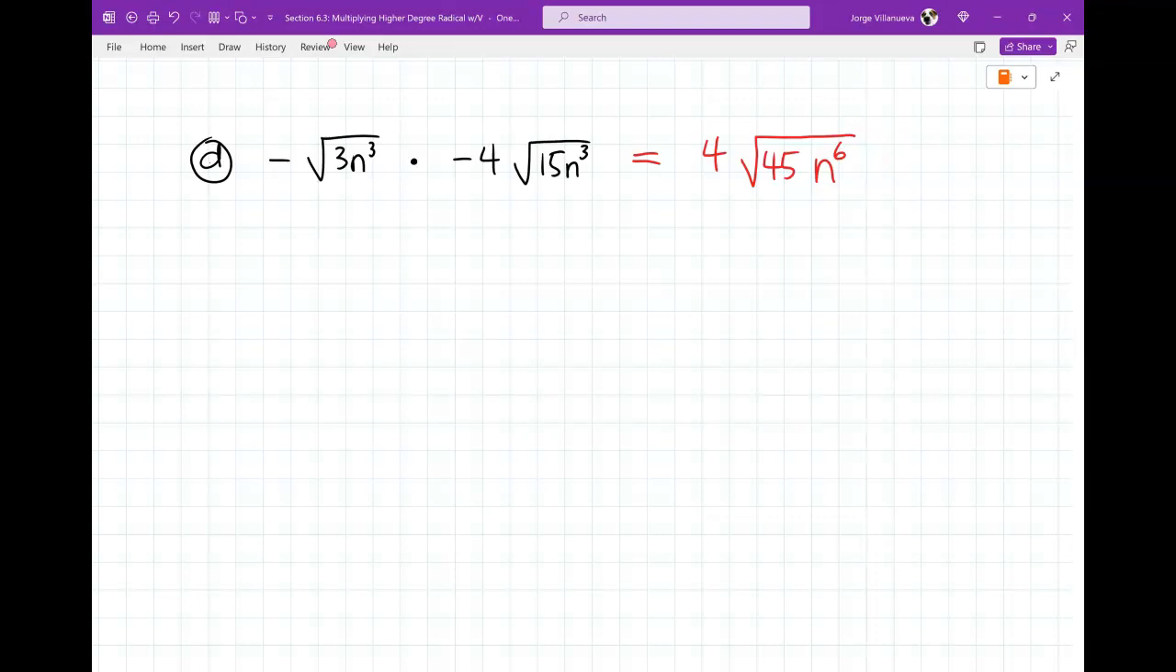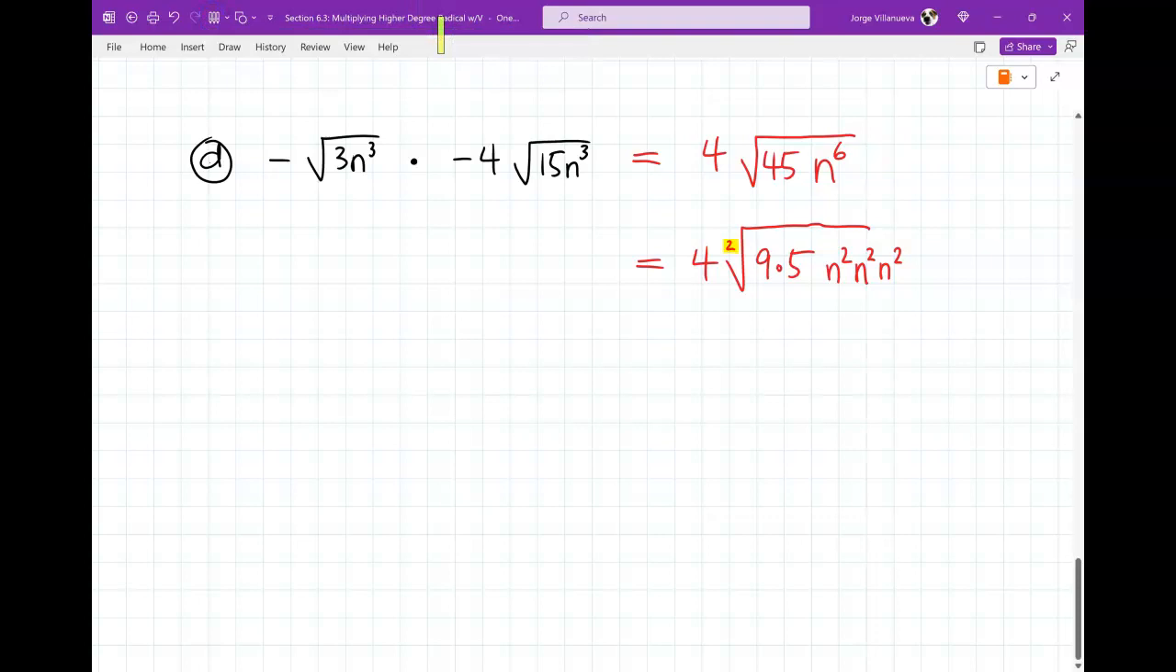Now I'm going to start to break stuff down. I need 45 broken down into something with the square root. 9 and 5. Okay. So I'm going to put 9 times 5, because I know that 9 is going to go out. And then n to the 6, that's n squared, n squared, n squared, right? Remember, my index is 2. I'll put a little 2 right there just to remind you guys.